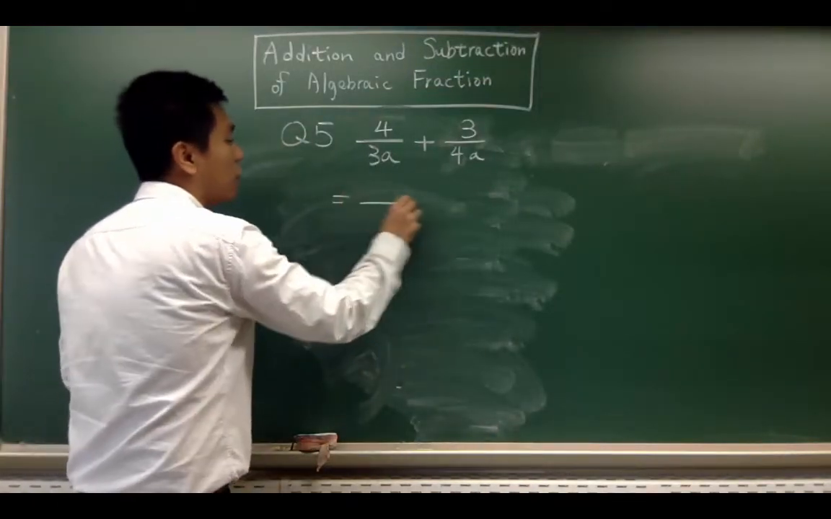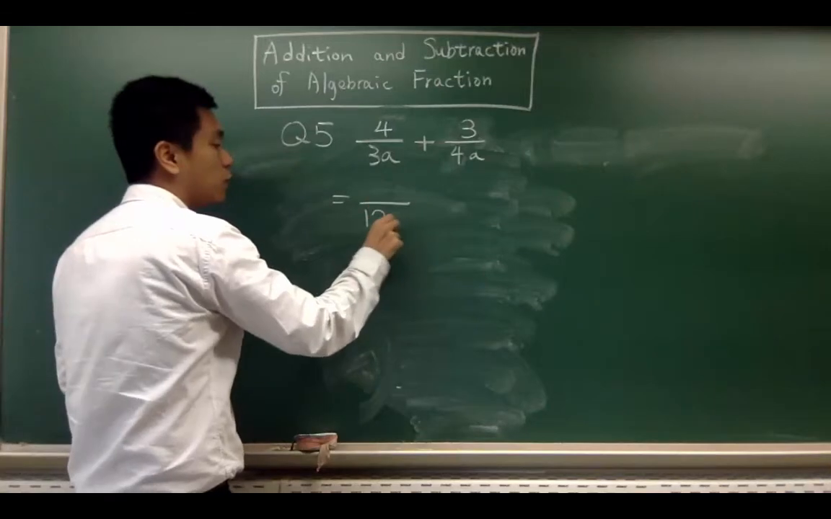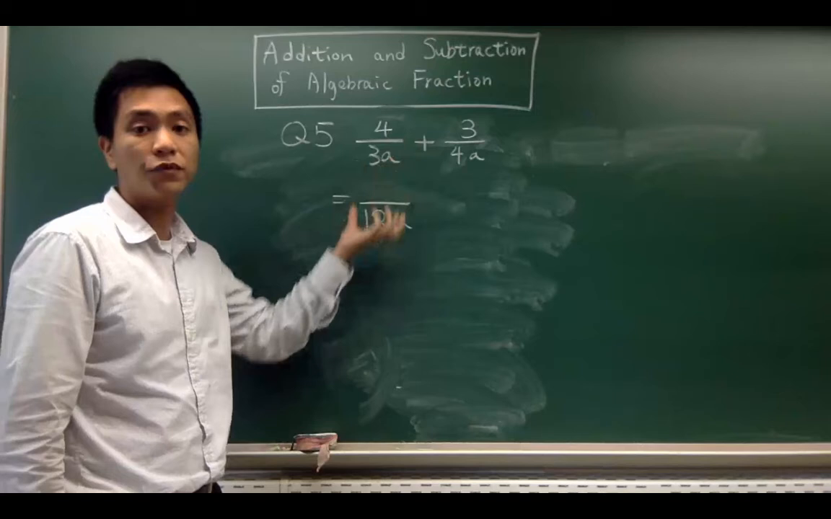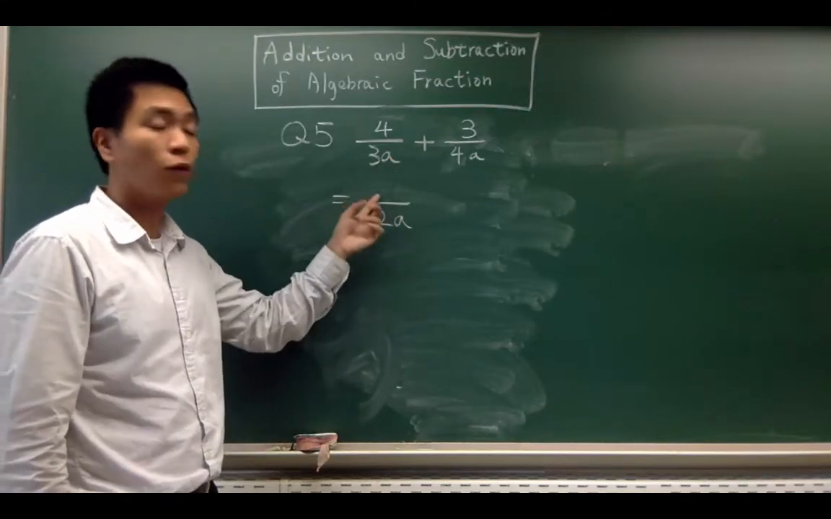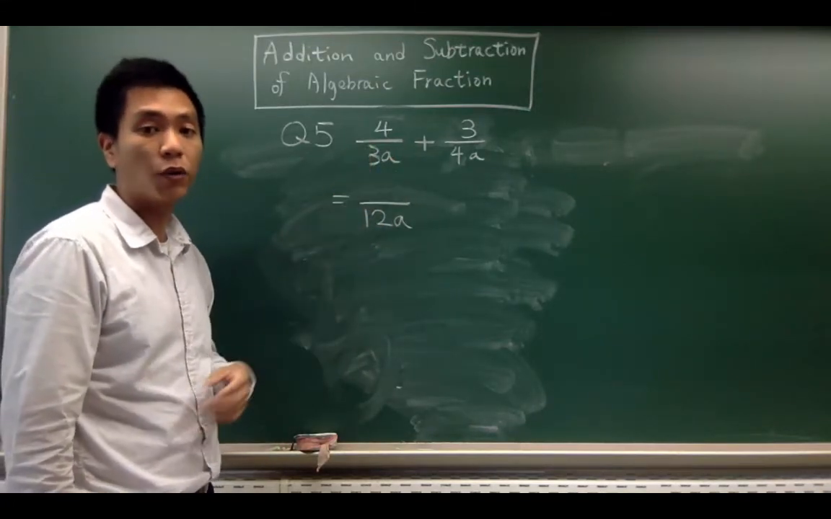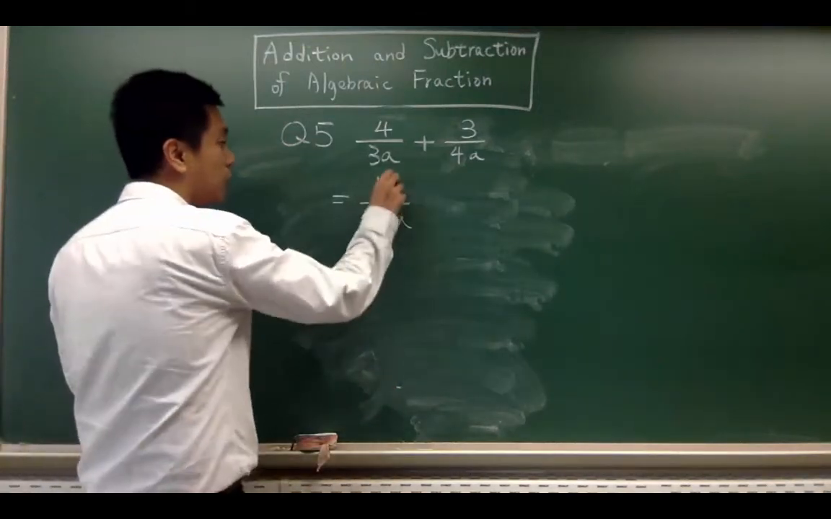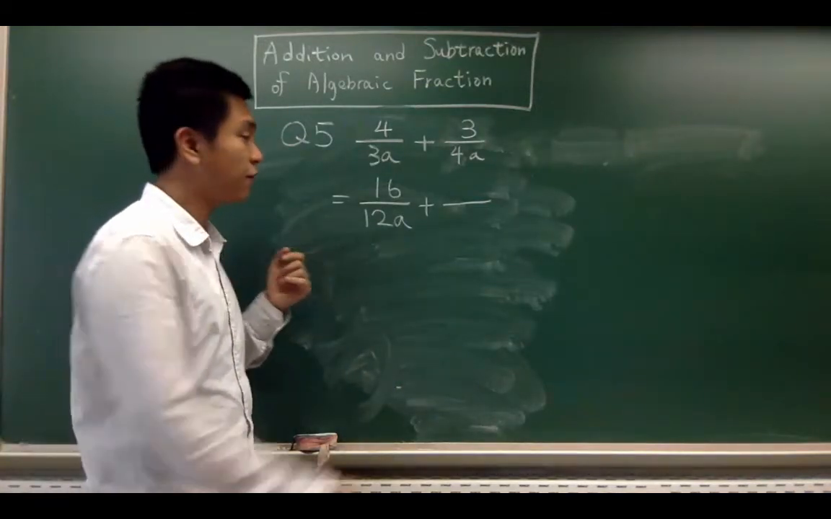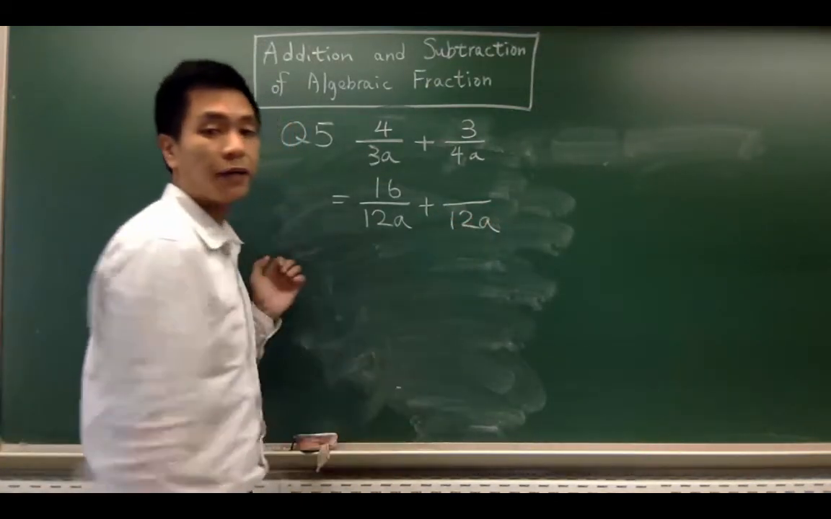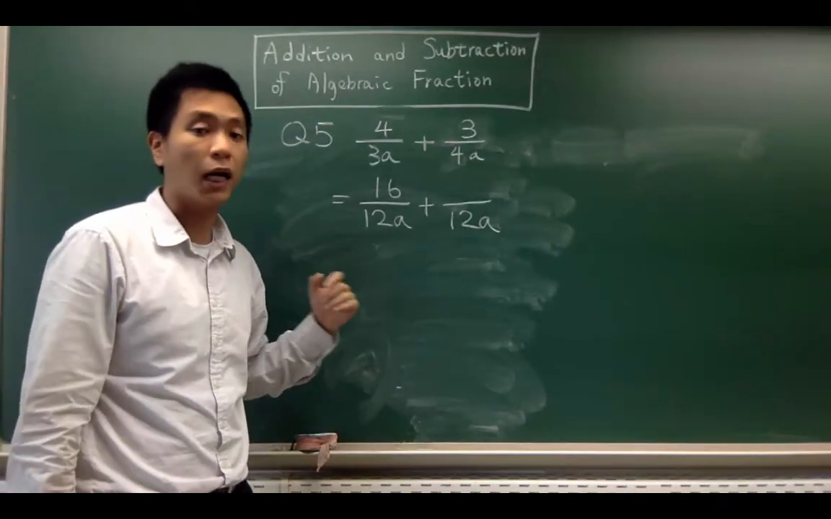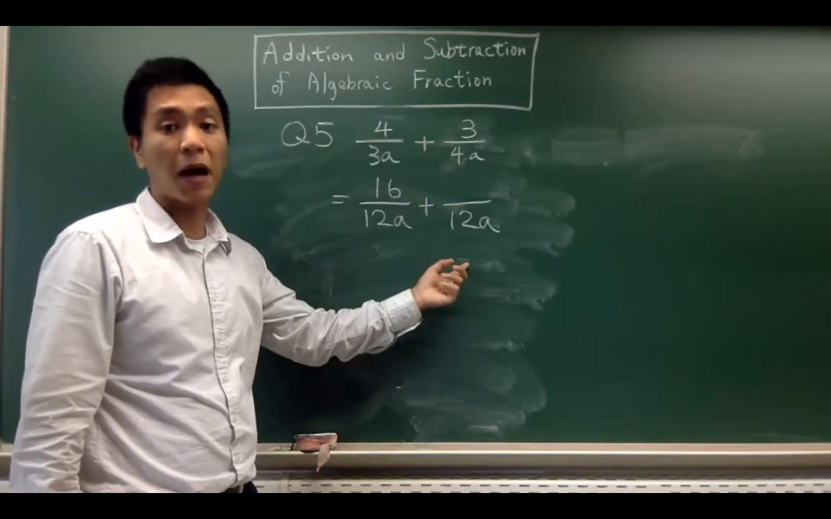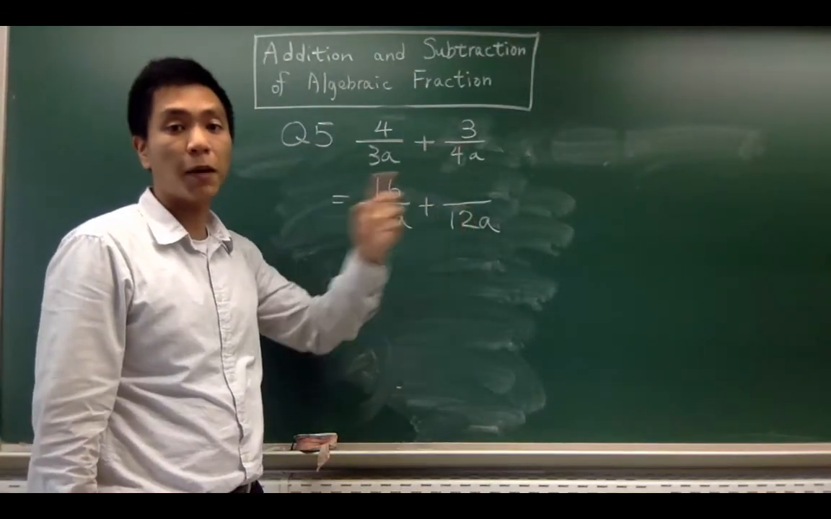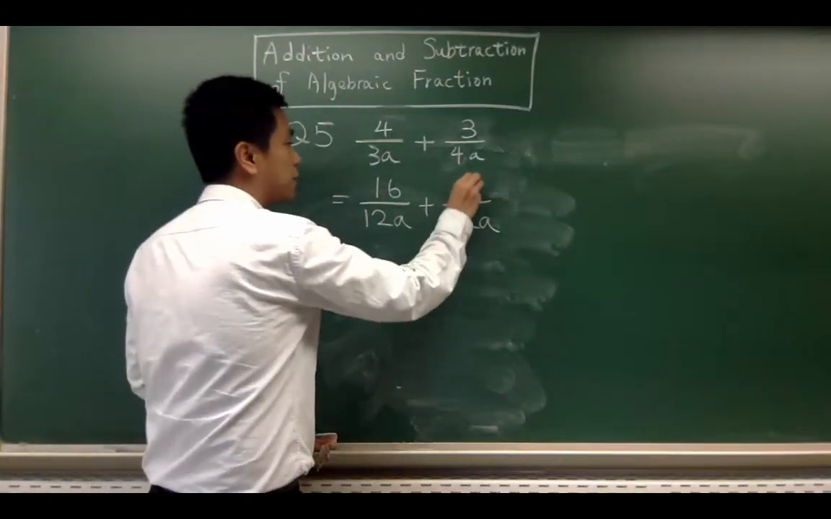So what do we have? For this term, we change the denominator to 12a, that means multiply by 4, because 3a times 4 is 12a. So for the numerator, you also multiply by 4. That means 4 times 4 will be 16. And the next term, the denominator is also 12a, because we want to use the same denominator. 4a is multiplied by 3, you get 12a. So the numerator, you also multiply by 3. So 3 times 3 is 9.